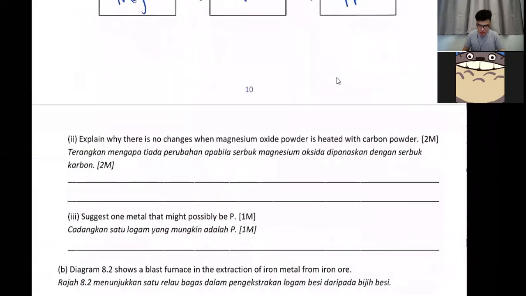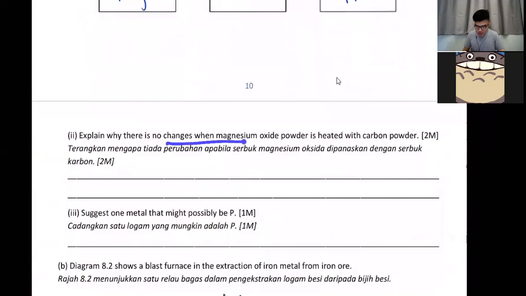Okay, so explain why there is no change when magnesium powder is heated with carbon powder. Because magnesium is better looking than carbon. But you cannot say better looking. You have to change better looking to reactive. Okay, magnesium is more reactive than carbon. Okay, so you get 2 marks here. Magnesium lebih reactive daripada carbon.